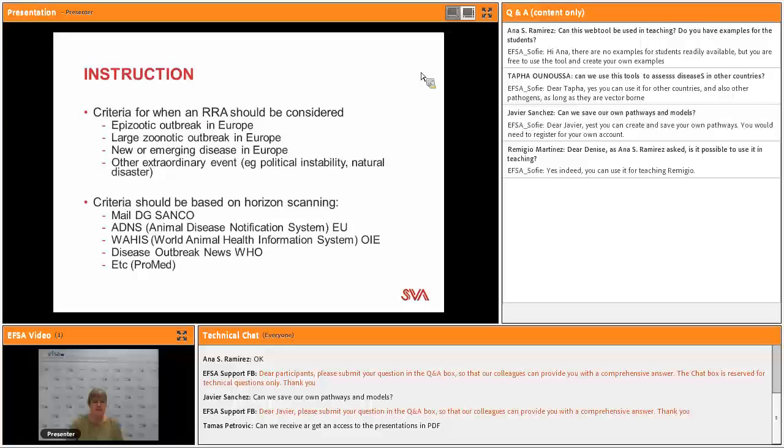spread of disease. And we do some horizon scanning to judge these criteria, and we use there, for example, the mails from the Commission, the ADNS reports, OIE reports, and also some other sources like ProMed, for example.